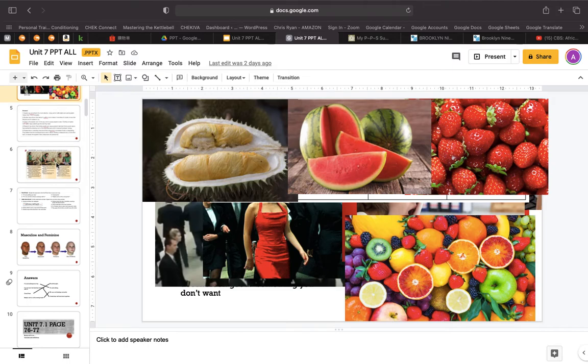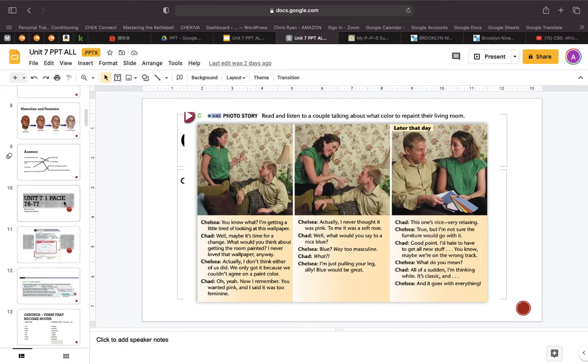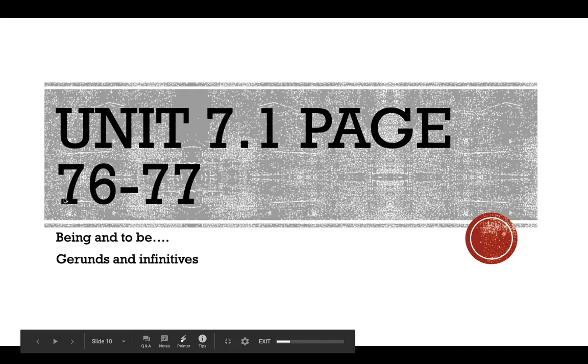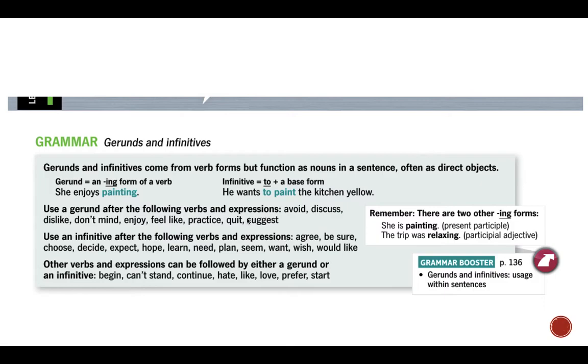Okay, we'll go over this in class. Okay, so let's skip ahead to Unit 7.1, page 76 and 77. We're going to talk about gerunds and infinitives on this page. So we're on this page in the book, if you're following along.